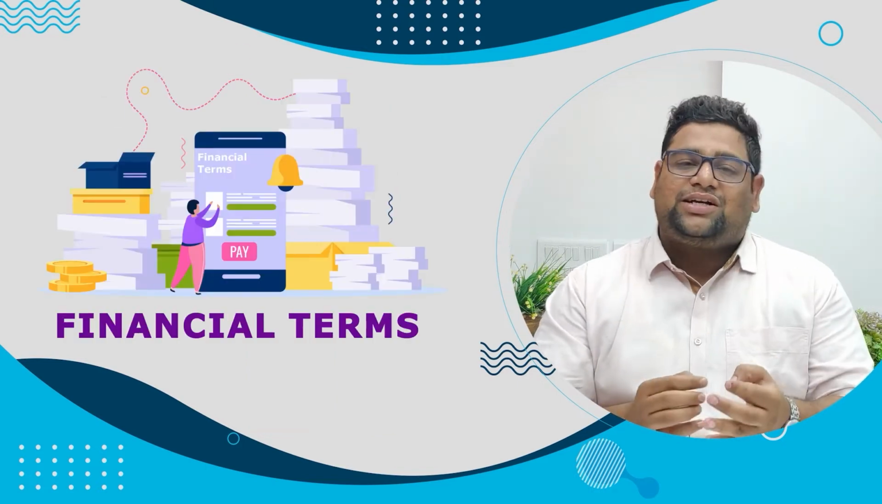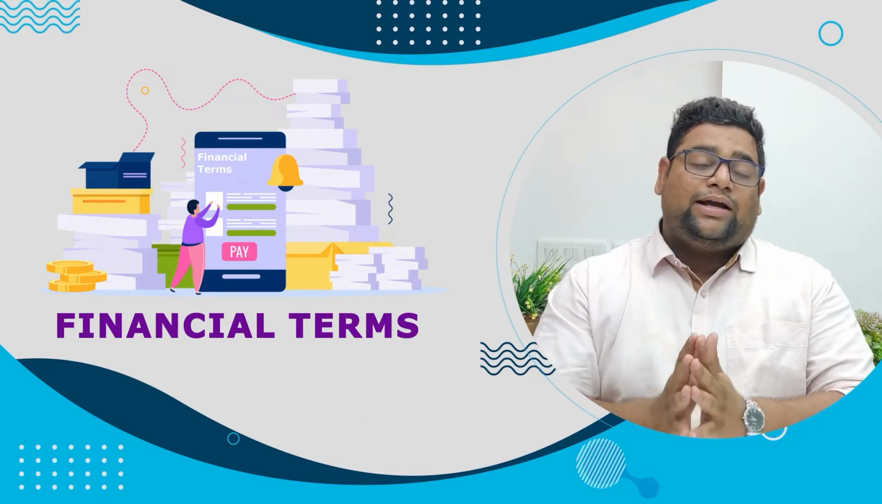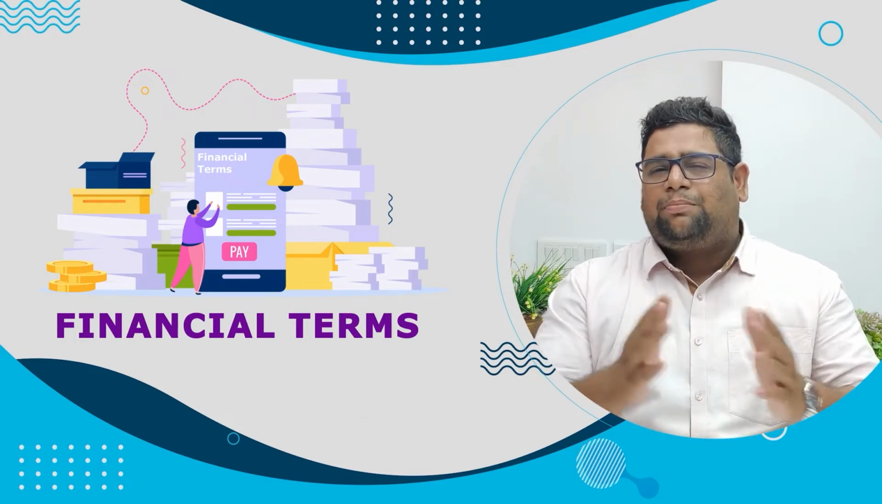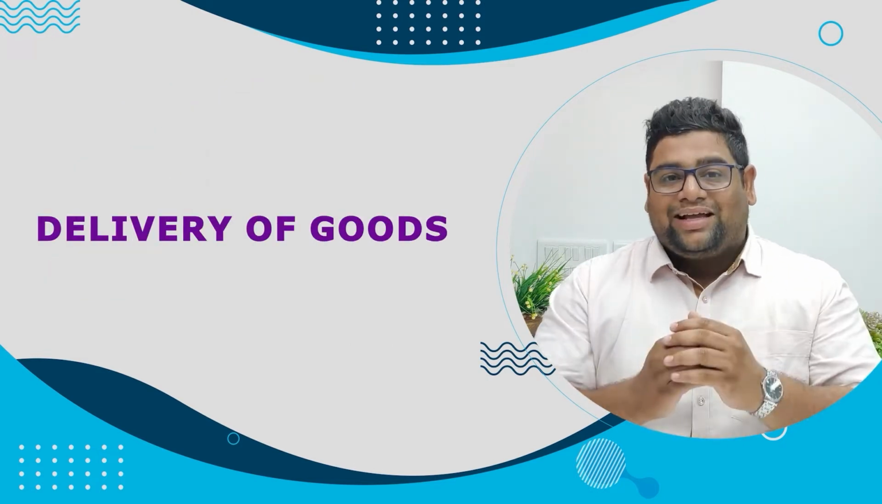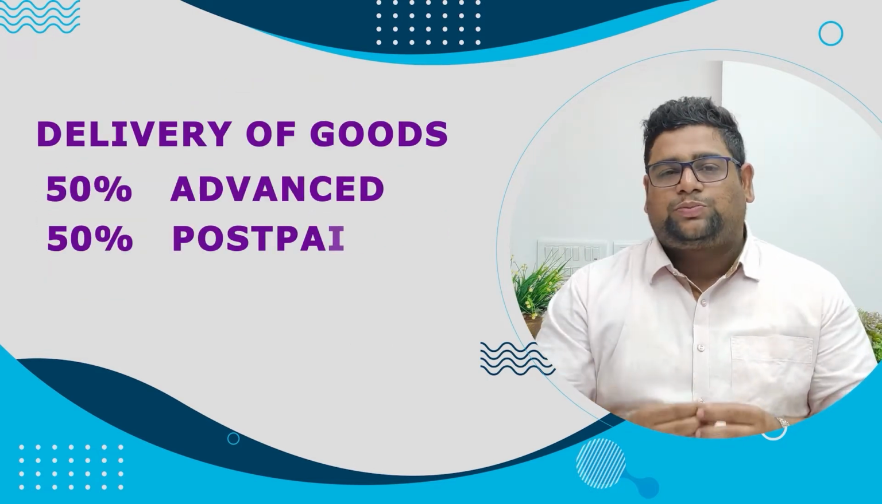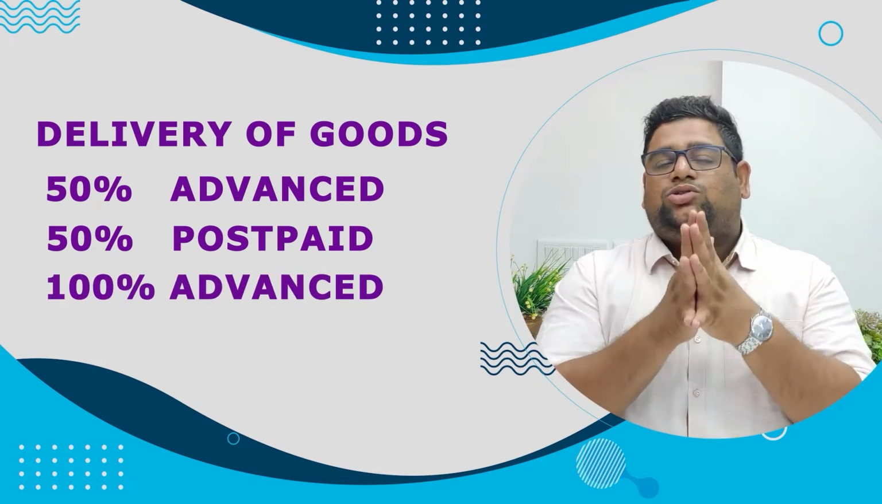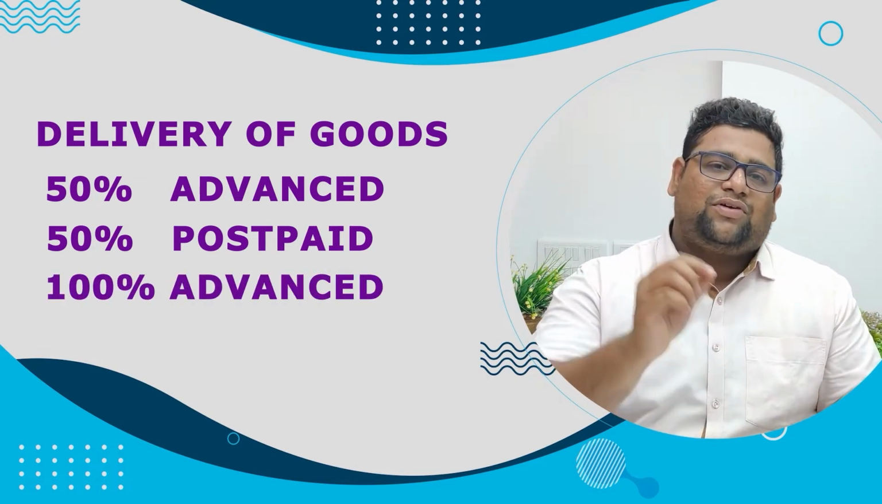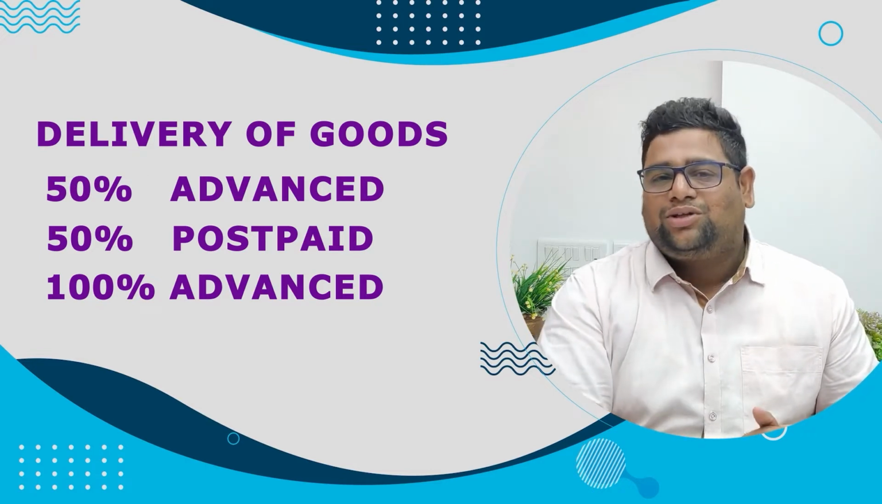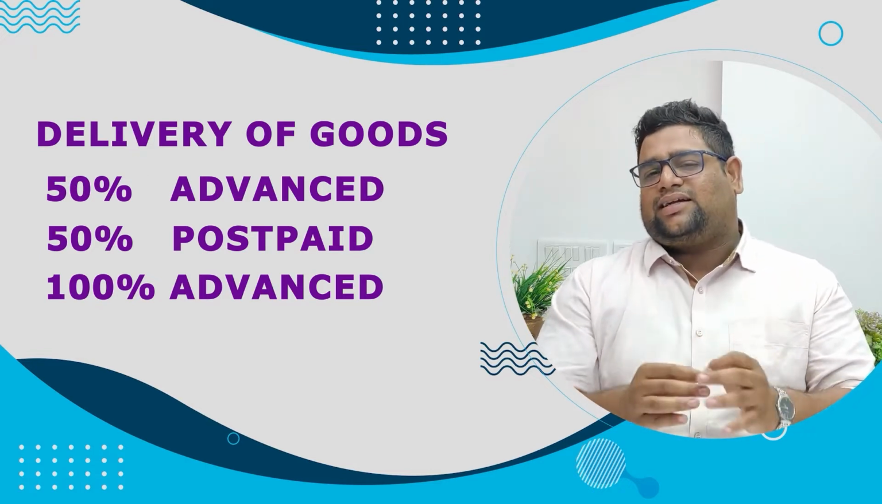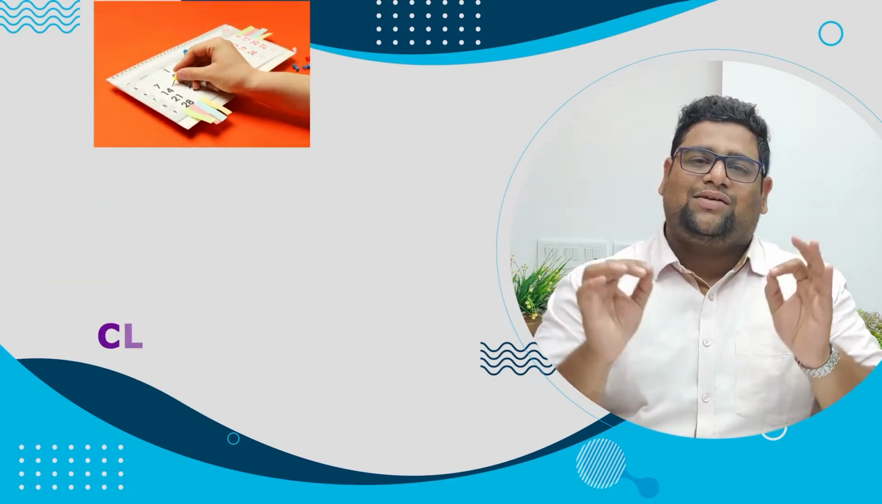Besides this, financial terms are very important. The LOI should clearly mention when the buyer is proposing to make the payment. Is it after the delivery of goods? Is it 50% advance, 50% postpaid? Is it 100% advance? So the clear terms and conditions of the financial obligation of the buyer should be clearly mentioned in the LOI. Besides it, it is highly recommended that an LOI should also have a closing date in it.